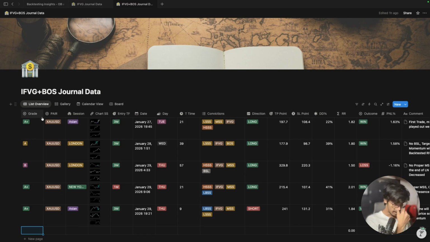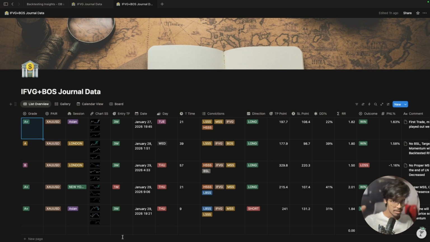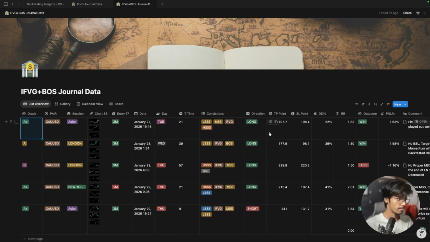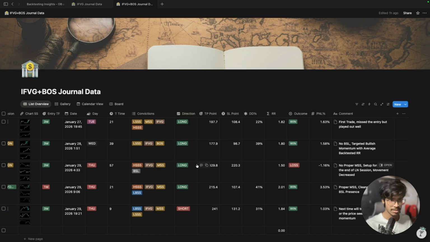Now let's think about this. First of all, the grade. Which grade should I give to this particular trade I have taken? Is it A plus? Is it A? Is it B? Or is it C? If it's a good setup, then I will give it an A. Again, you can delete the columns which you like, and you can add more columns if you like. You can just swipe to the left side, and then you can see the add column option here, so you can add the column, right?